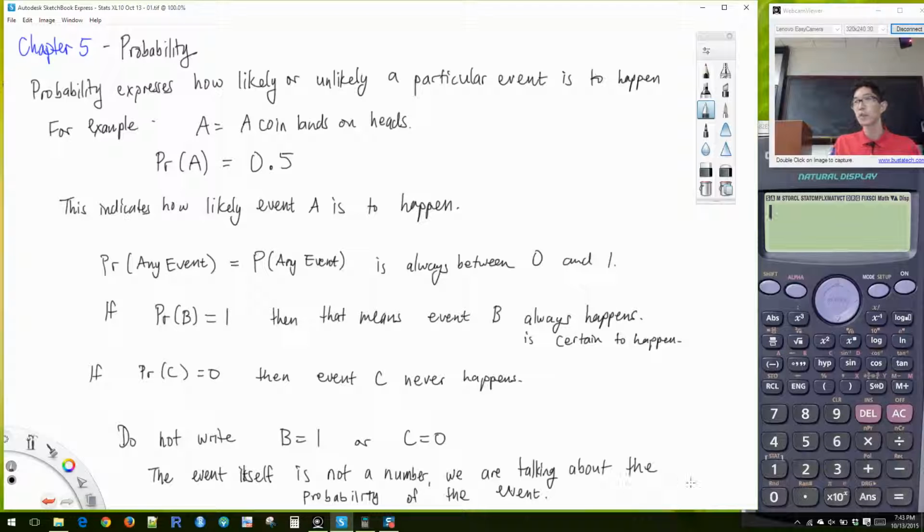Okay, so depending on the forecast, we might say there is a 40% chance of rain, or an 80% chance of rain, but we don't say 80% is rain. We're talking about the chance of rain.